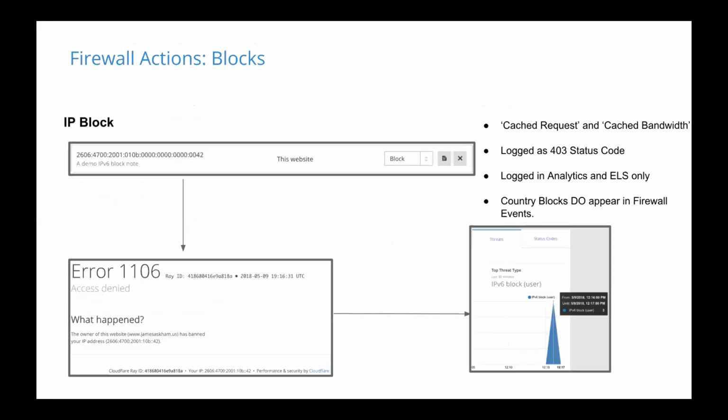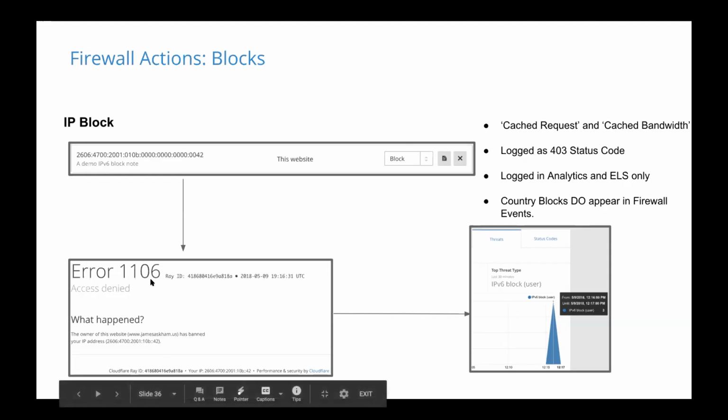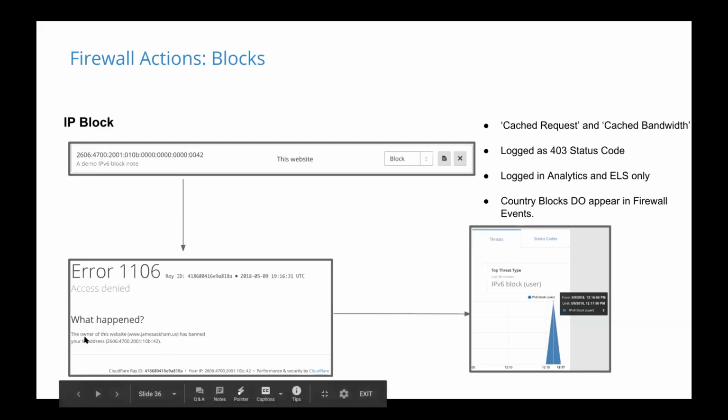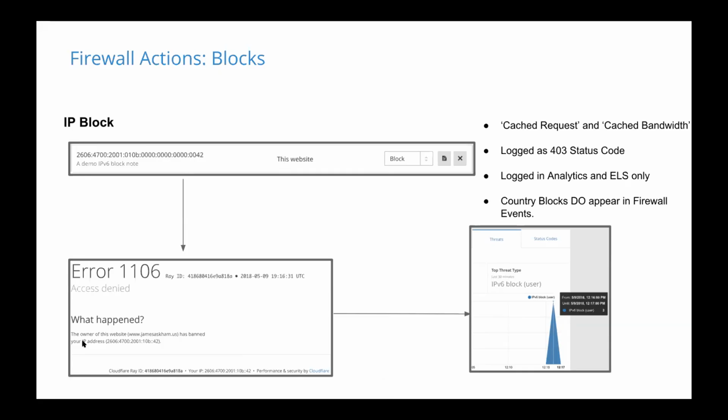So firewall actions, we will start with one of them, an example of the IP firewall. This is where you're blocking or doing any other action with a specific IP address. In this case, it's IPv6. You can see it's set to the block mode. That's the error that you receive if you try to access the web resources from that specific IP address. You will get 1106, with the Ray ID and other information, and you can see what happened. It usually will tell you you got rate limited, or your IP is blocked or your country is blocked.